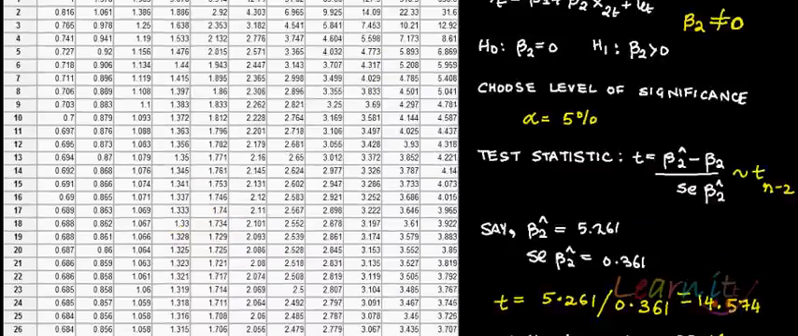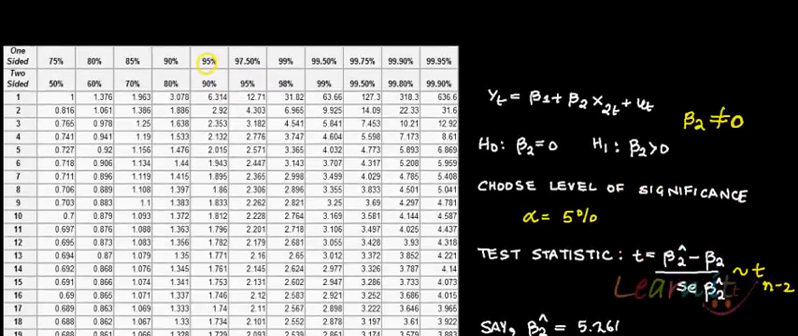Clear? So, well, this is an example of a one-tailed t-test.